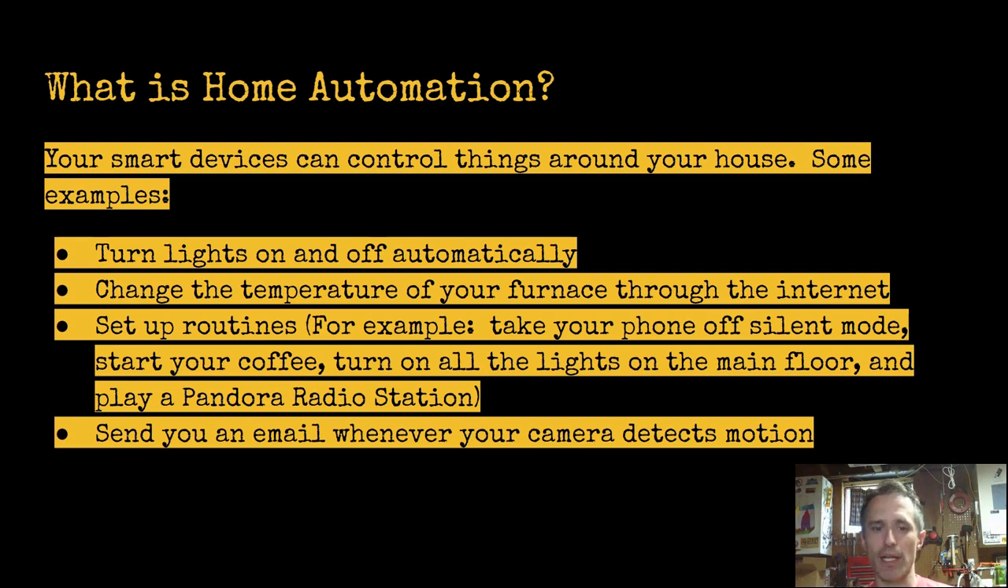Some examples would be turning lights on and off automatically. Maybe it turns on lights when you walk in a room. Maybe it turns on your lights when you come home. Maybe it dims the lights at night. It's able to automatically control lights. You don't have to do anything. You could also tell your device, please turn down the lights. You could change the temperature of your furnace through the internet. You could control it through your smartphone.